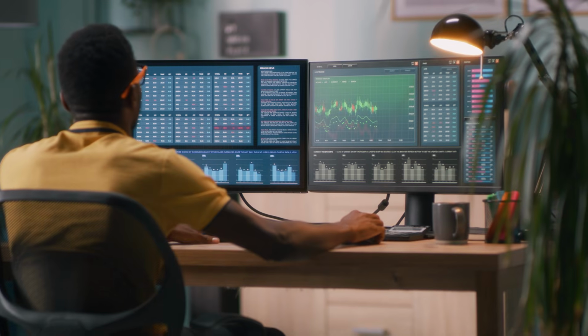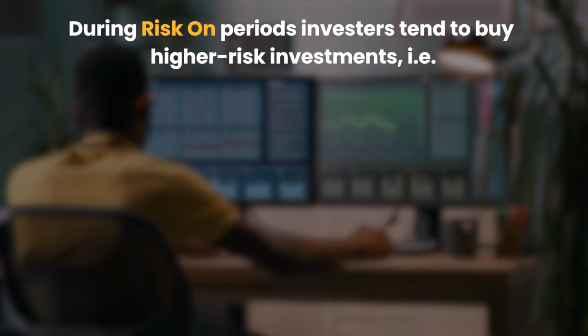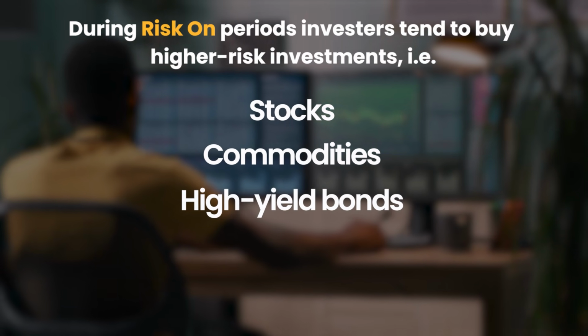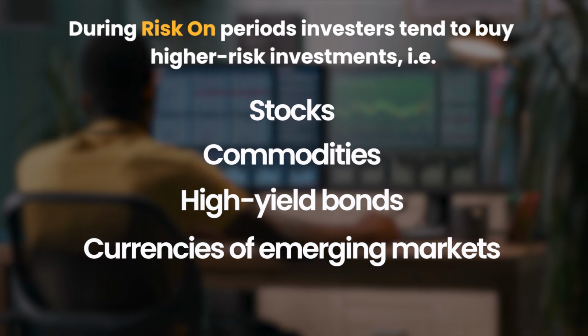Risk on. This term is used when investors are willing to take on more risk in hopes of achieving higher returns. During risk-on periods, investors tend to buy higher risk investments such as stocks, commodities, high-yield bonds and currencies of emerging markets. This is often because they feel optimistic about the economic outlook and are willing to take on more risk for the potential of higher returns.